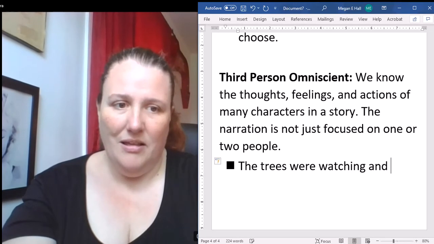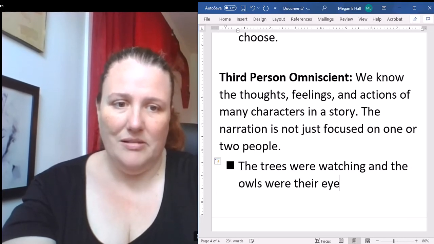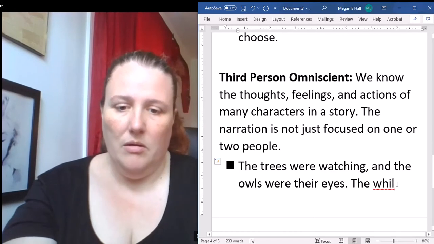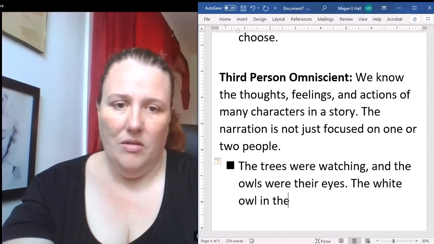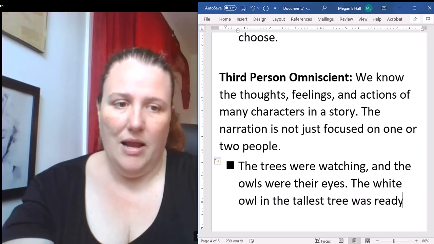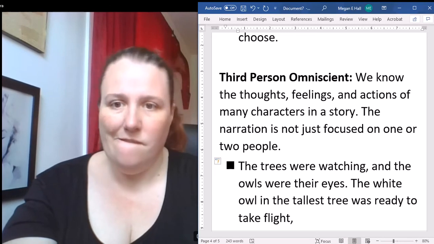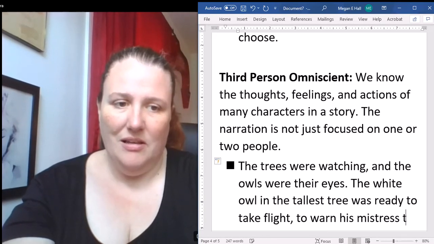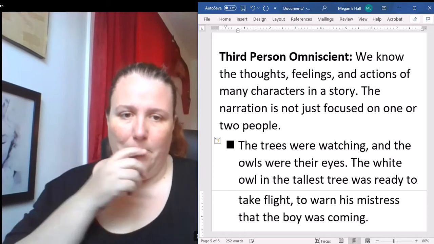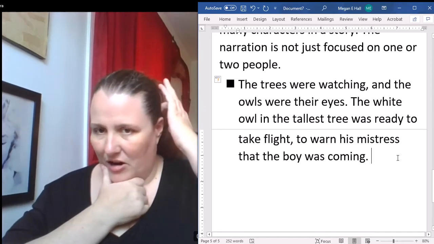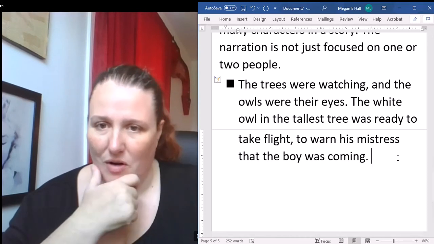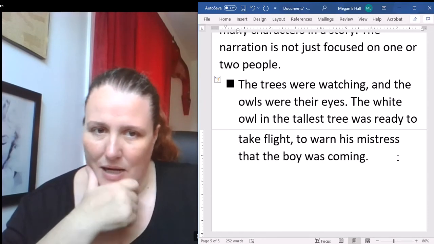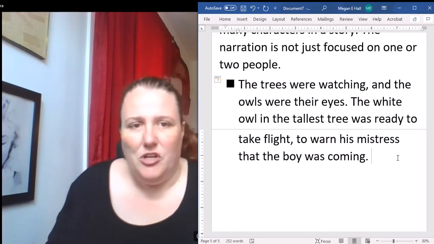Trees were watching. And the owls were their eyes. The white owl in the tallest tree was ready to take flight, warn his mistress that the boy was coming. I'm thinking right now of the Chronicles of Narnia, the Lion, the Witch, and the Wardrobe. Somebody says even the trees are on her side, but I think it would be interesting to get a little bit of what the trees are seeing, what the owls are doing. So that's kind of like what an omniscient narrator would know, right?